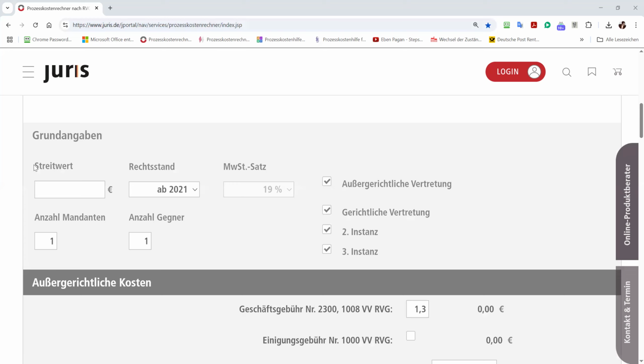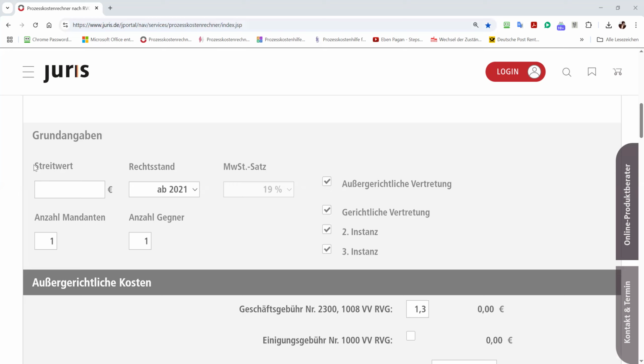Now, the same value in dispute also determines the court fees. Both sets of costs are scaled. The higher the disputed value, the higher the fees. For example, a claim worth 10,000 euro will trigger lower legal and court fees than a claim of 100,000 euro.